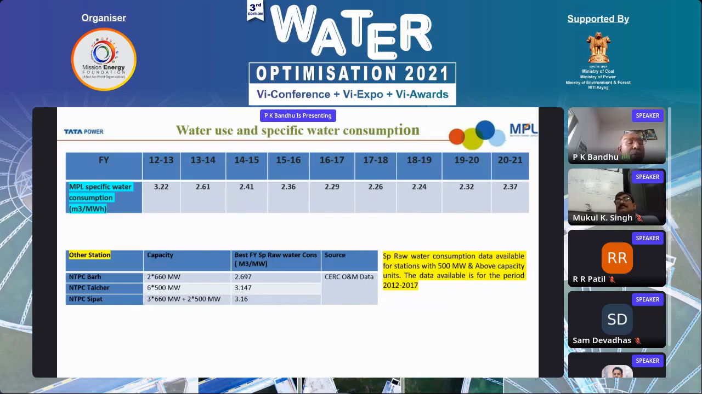So I can show you some previous data from before we started the benchmarking, where we collected data from different power plants. It mentions NTPC Bar, NTPC Talcher, and NTPC Sipat. These are the figures from 2012 to 2017, and in 2017 we achieved 2.26 liter per kilowatt hour, or you can say meter cube per megawatt hour.